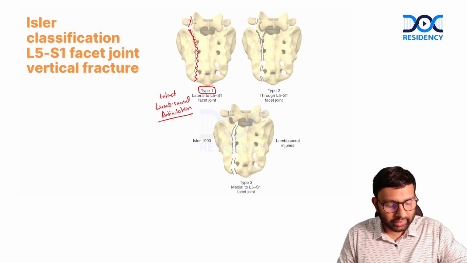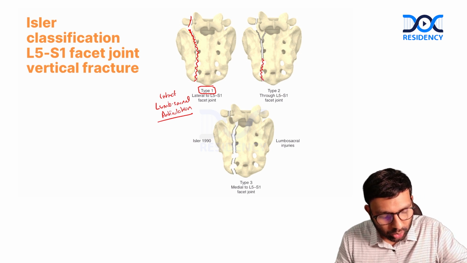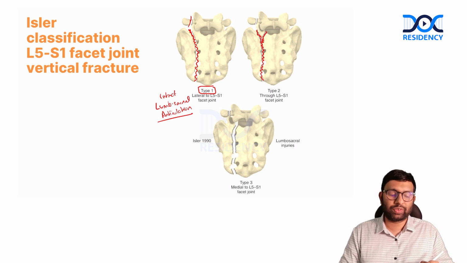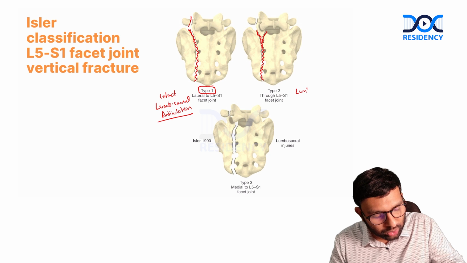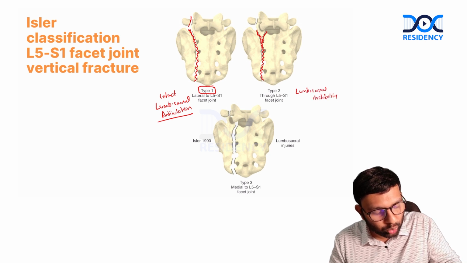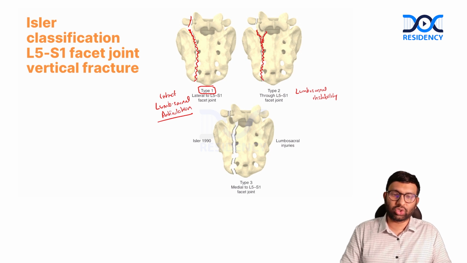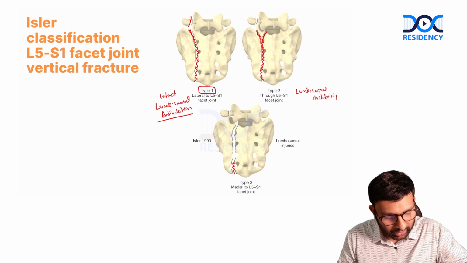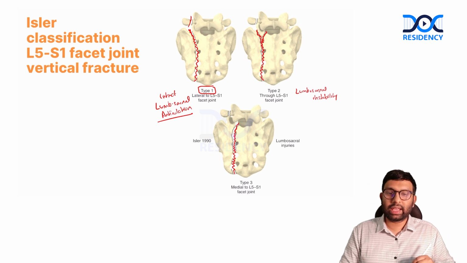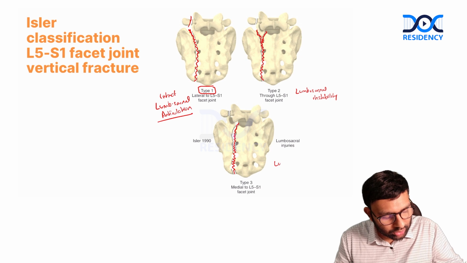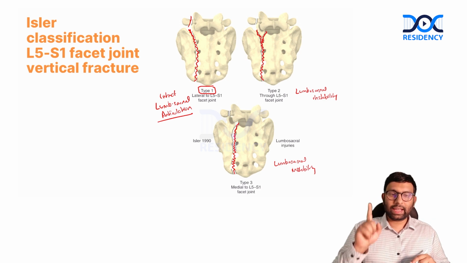Now look at type 2. In type 2, again you have a foraminal fracture going in like this, and this fracture now goes through the L5-S1 facet joint, and this leads to lumbosacral instability. This is Eilers type 2, where it is going through the L5-S1 facet joint. Now the third fracture type in the foramen can travel through and then go medial to the L5-S1 facet joint. This again causes lumbosacral instability.